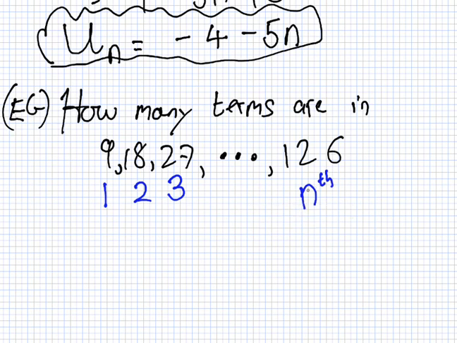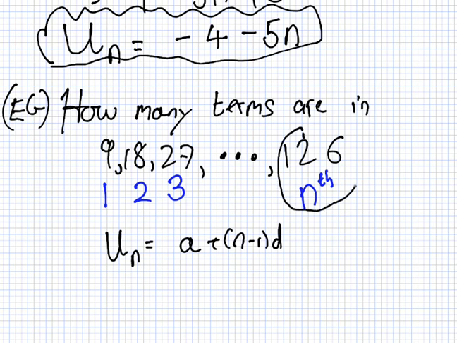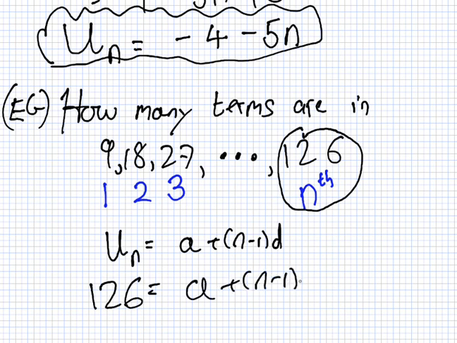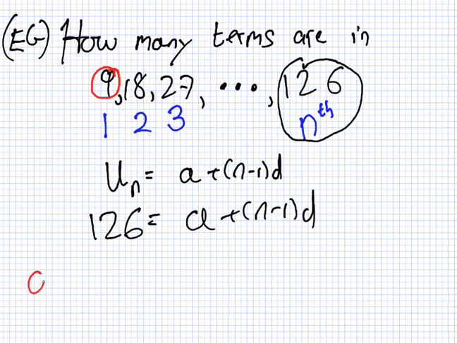The way to find out what n is by using this formula: un equals a plus n minus 1 d. And that is the nth term. So that means here is 126 equals a plus n minus 1 d. But I can find what the a is. This is the a. And I can find what the d is as well. So I know that a equals 9 and d equals 18 minus 9, which is 9.